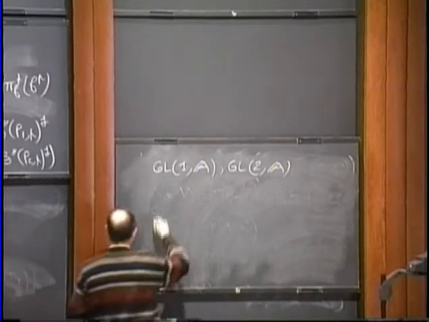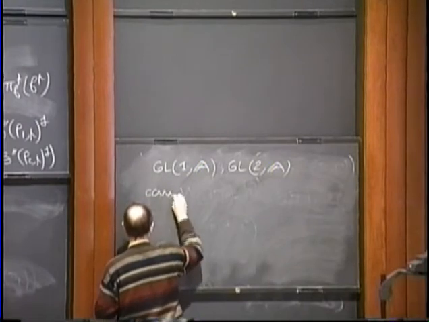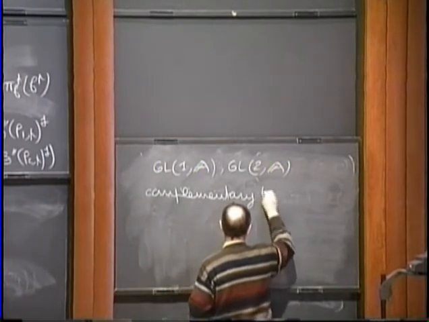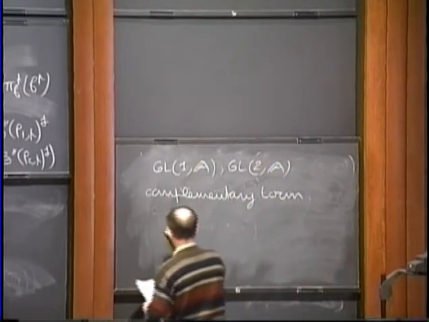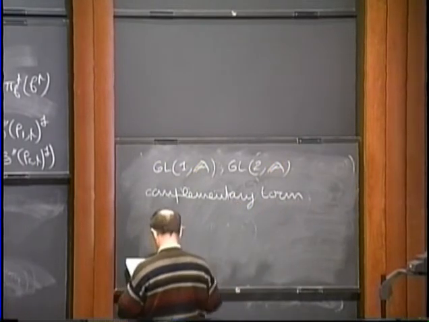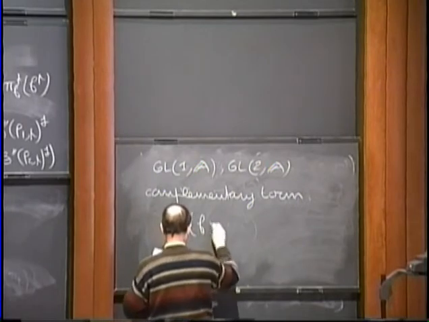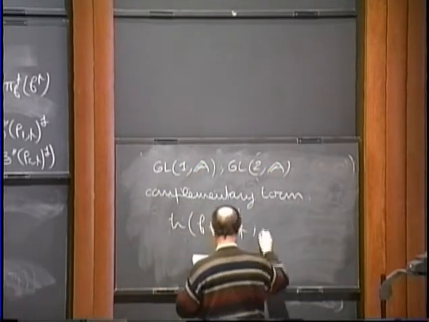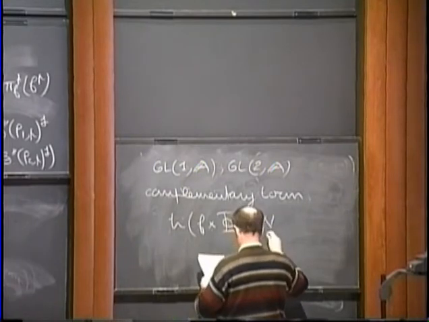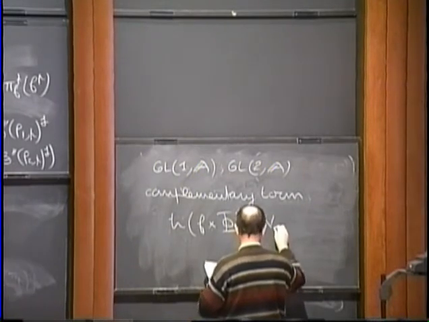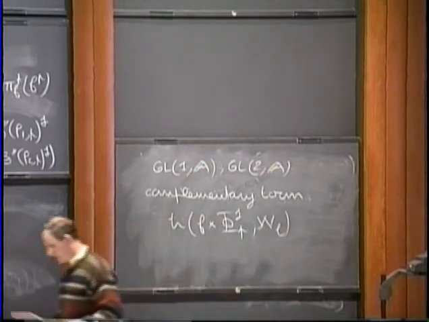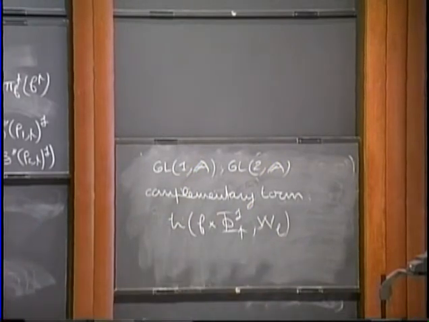And moreover, this is a complementary term, and you can express it as a trace of a Galois representation, which occurs in some cohomology. So it's really the Langlands correspondence for GL2. So there is a completely explicit Galois representation WL, which is equal to this complementary term.